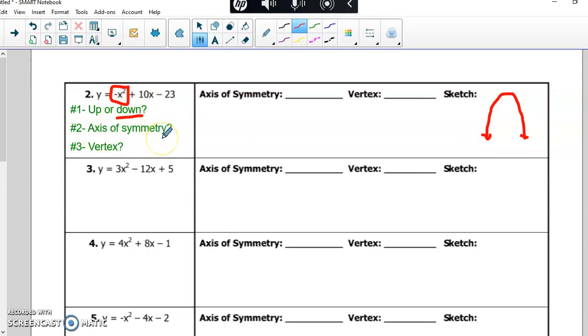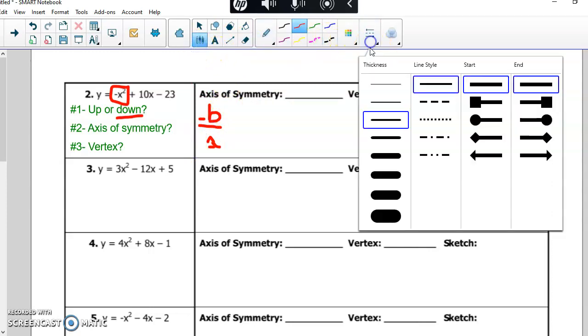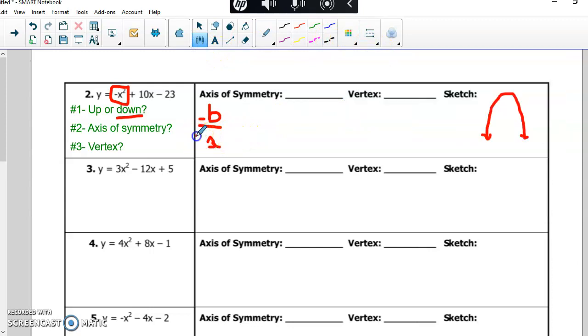What is my axis of symmetry? So that axis of symmetry equation that we talked about was the opposite of B over 2A. Oops, my mouse just froze. Over 2A. Oh, that does not look like a 2. Let's try that one more time. Make this a little thinner for us. There we go.